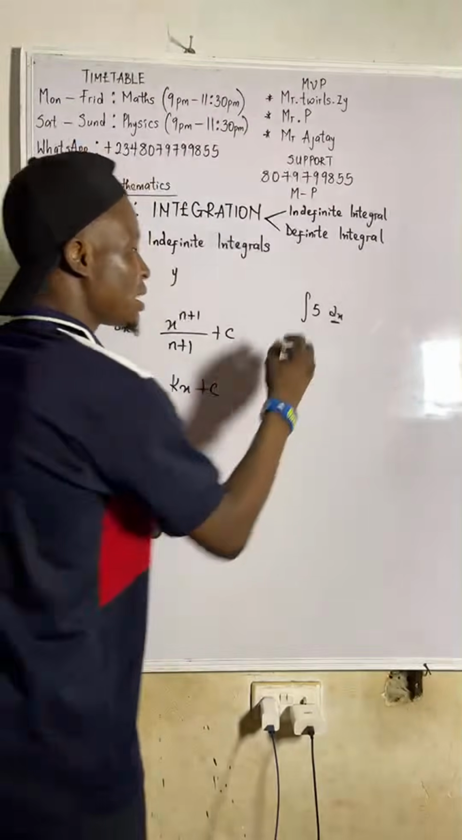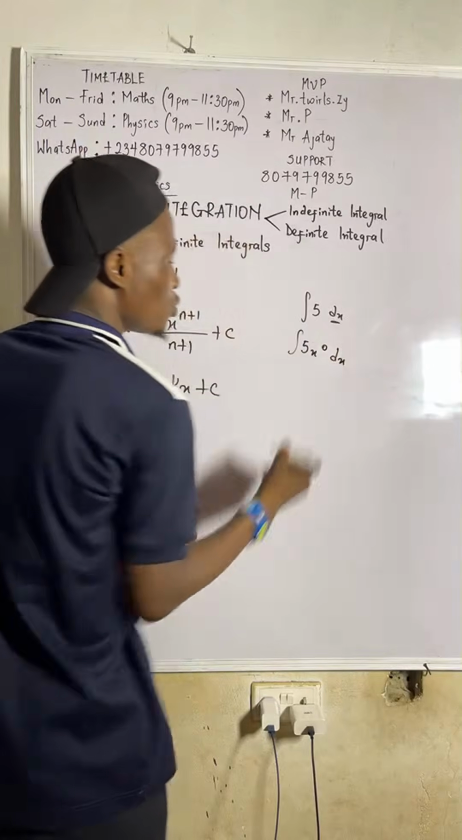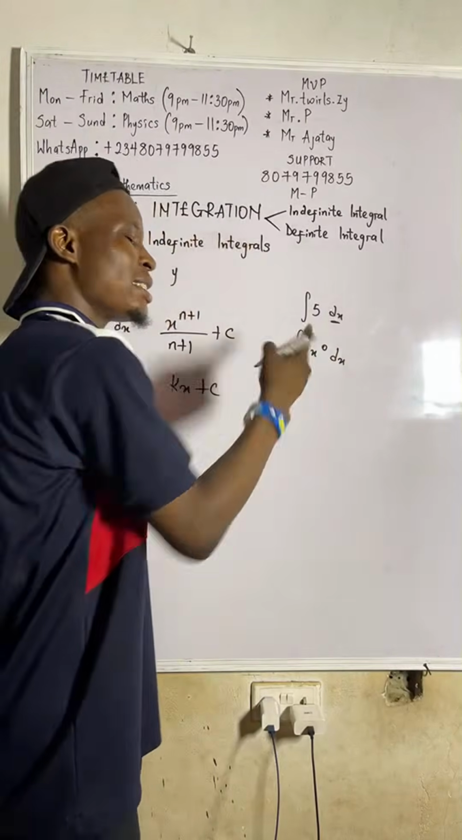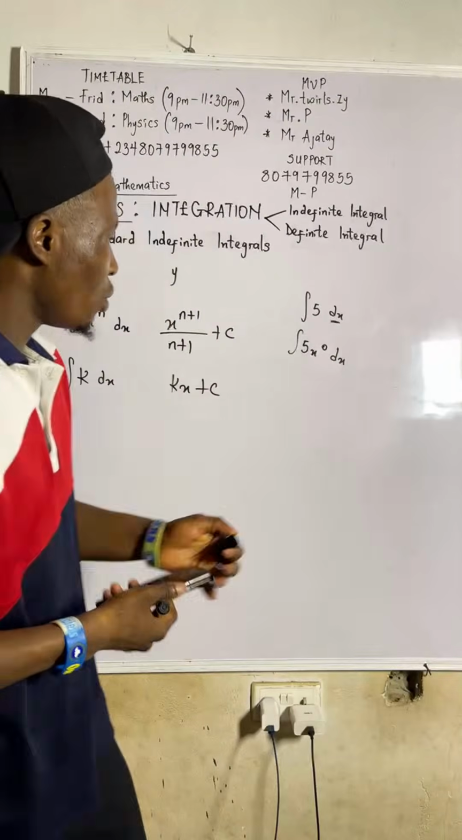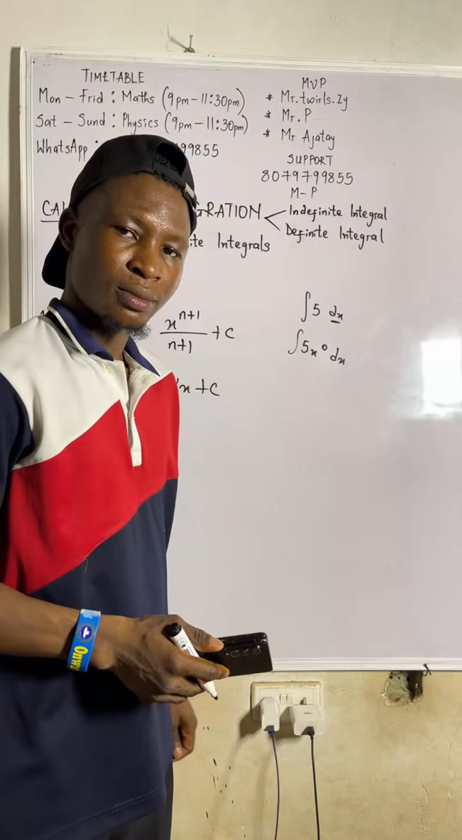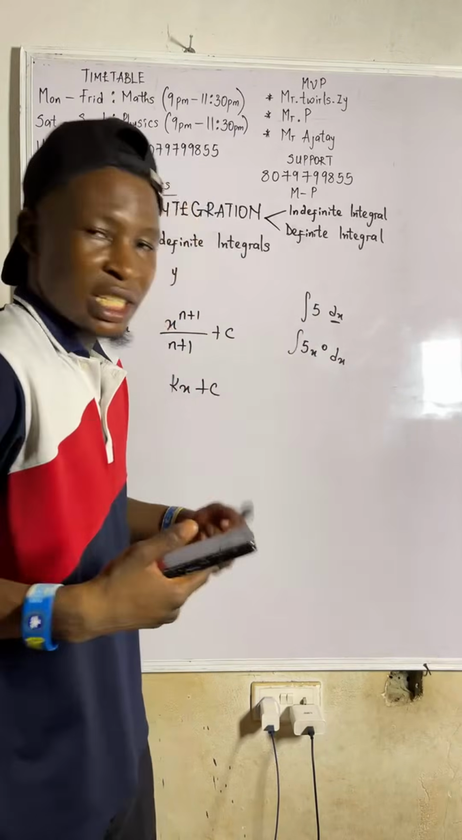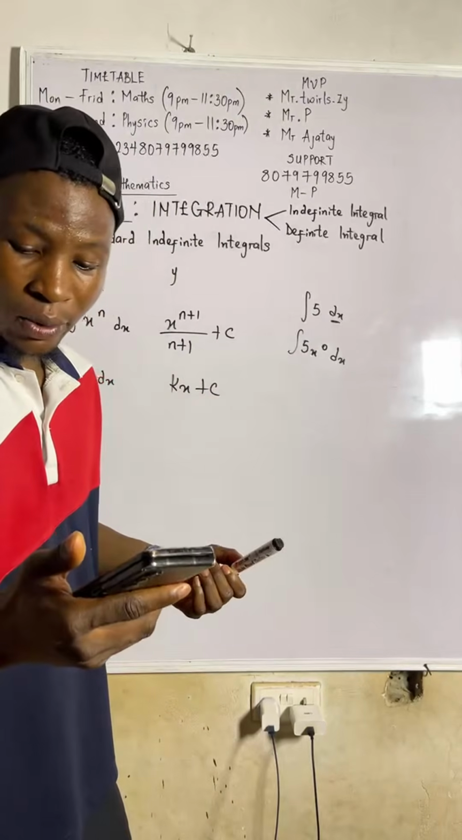So it means I can say my x is to the power of 0 with respect to dx. I can say the power of my x here is 0. X to the power of 0 will be 1. 1 times 5 will go back to 5. Since there is no x, I can say the power of my x is 0.